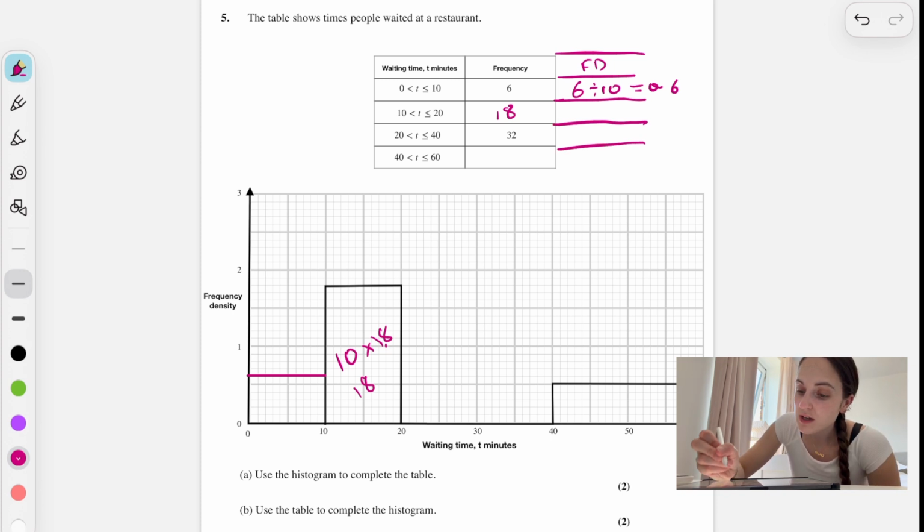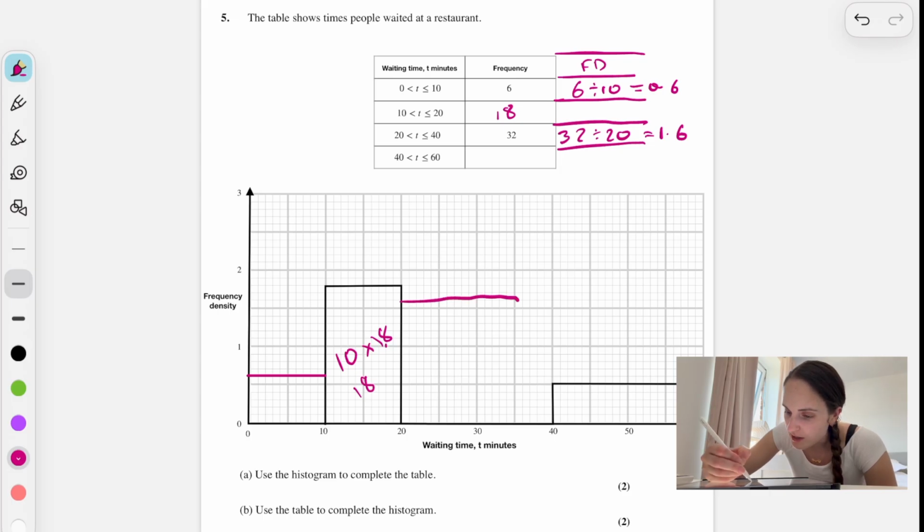So I need to work out what the frequency density is by doing the frequency divided by the class width. So that's 32 divided by 20. 32 divided by 20 is going to give us 1.6. So what we're going to do is we're going to go up to 1.6, which is going to be here. And we're going to go along and then down.